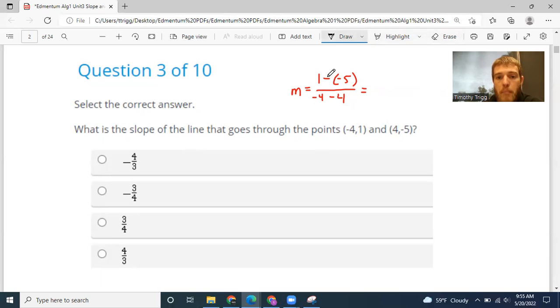Okay, 1 minus -5. That minus -5 makes that a +5. So 1 plus 5, which is 6. And then -4 minus 4 is -8. We simplify this fraction by dividing both top and bottom by 2, giving us 3 over -4 or -3/4.